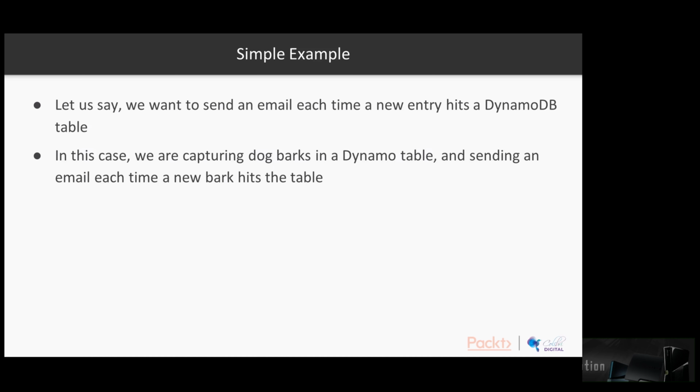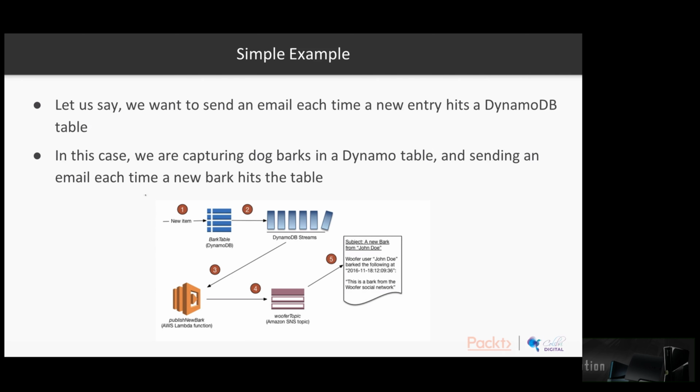In this example, we're capturing doggy barks in a DynamoDB table. Bit of a fun example, and sending an email each time a new bark hits that table. So we have some process that writes items to the bark table, which is obviously a DynamoDB table. We create a DynamoDB stream for that table. We subscribe a Lambda function to that, called the push new bark function, for example.